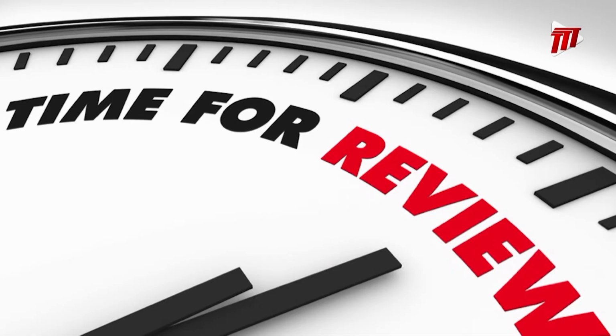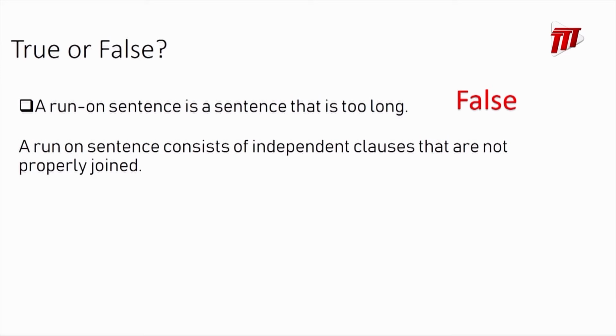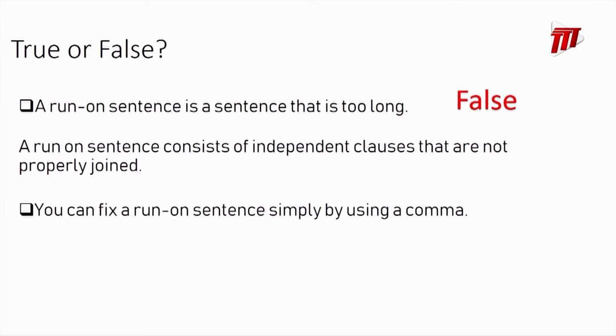Let's review what we've learned so far today. True or false? A run-on sentence is a sentence that is too long. Think about it. If you said false, then that would be true, because a run-on sentence consists of independent clauses that are not properly joined.